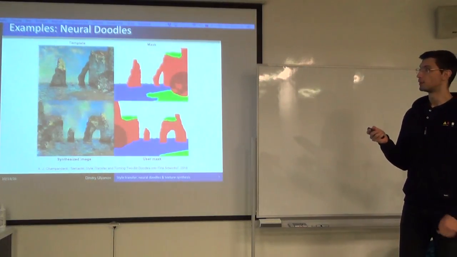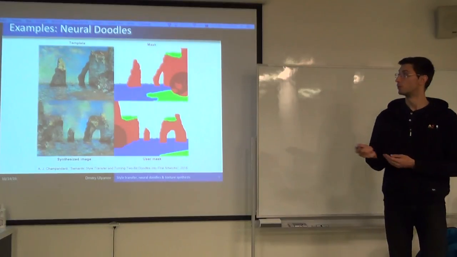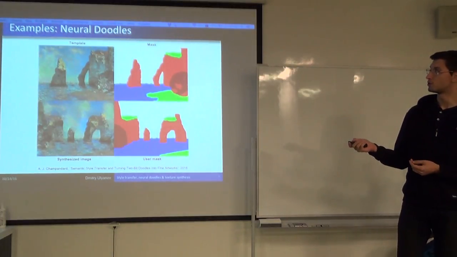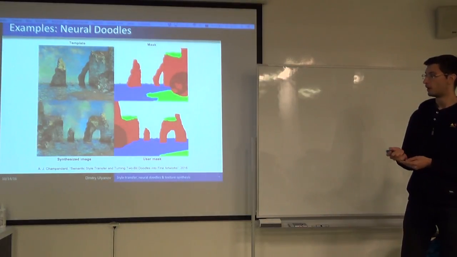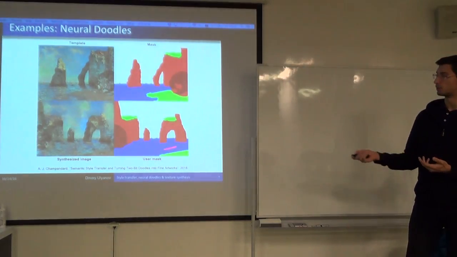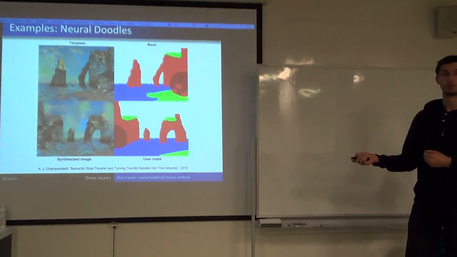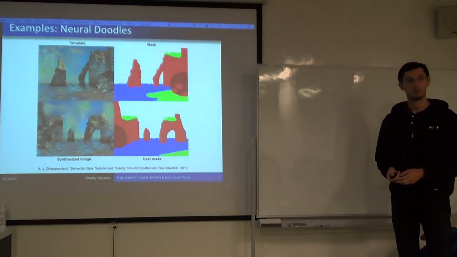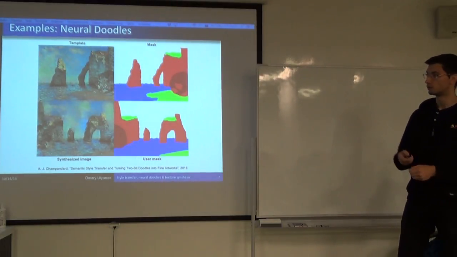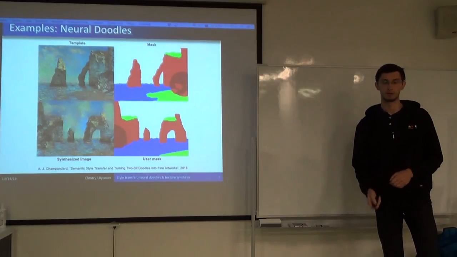And another fun application is neural doodles. So you have a template image, and you have a mask defined for this template image. And what you can do next, you can redefine your mask, and then resynthesize your image according to this mask. And where did you get the first mask? The ground truth? Oh, you need to draw it by hand, yes.